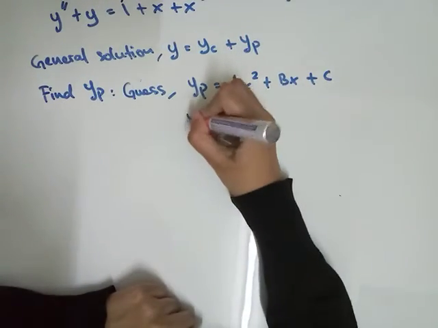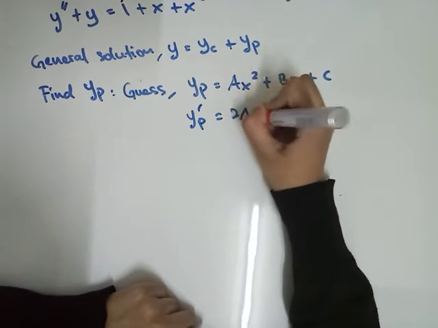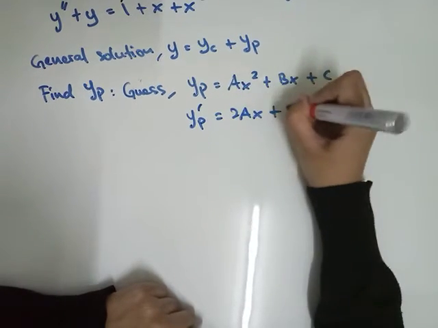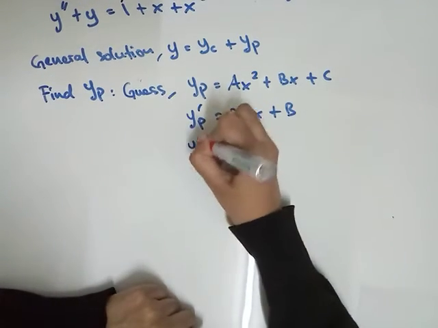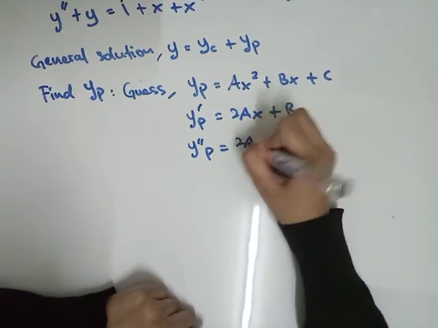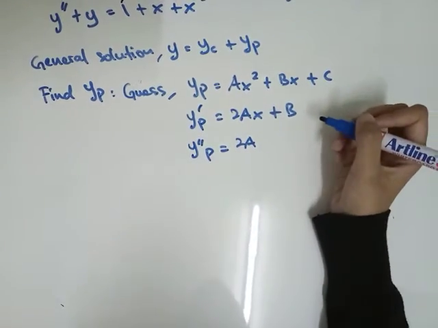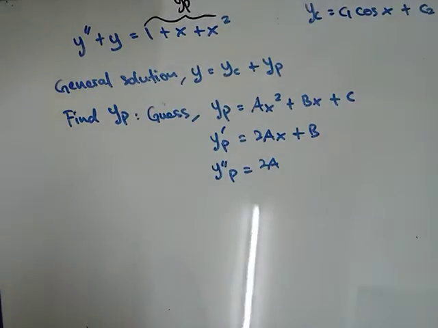So you need to differentiate first. Differentiate ax squared, you get 2ax. Differentiate bx, you get b. Differentiate c, you get 0. And then the second derivative: differentiate 2ax, you get 2a. Differentiate b, you get 0. Then substitute into this equation.